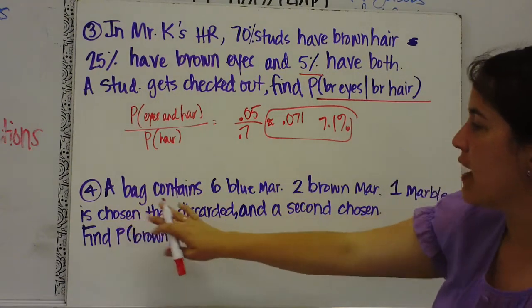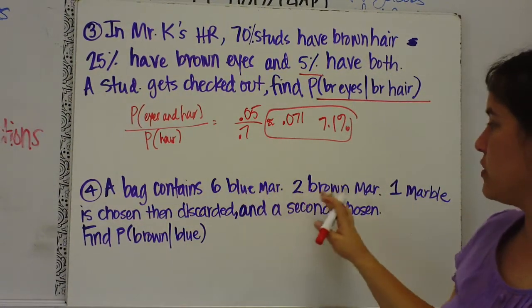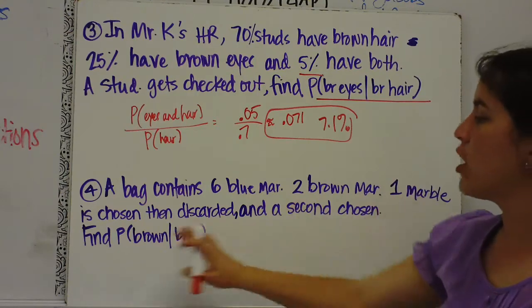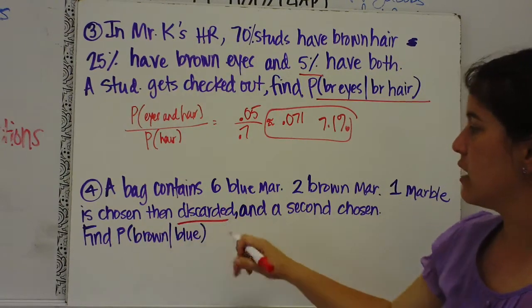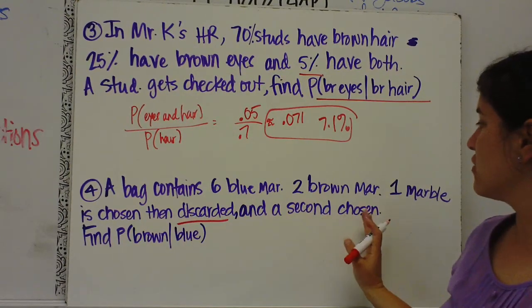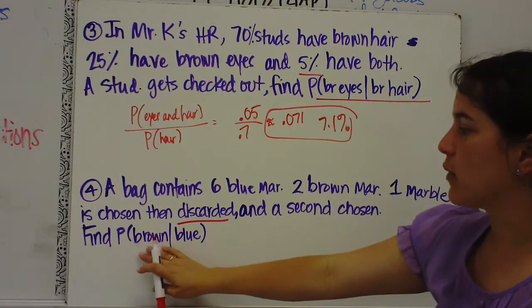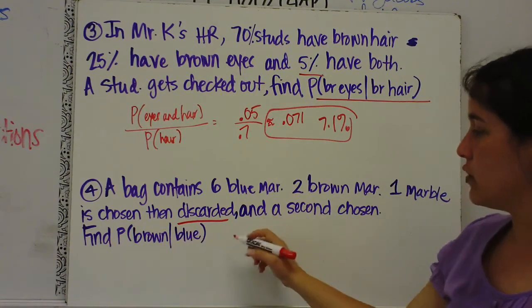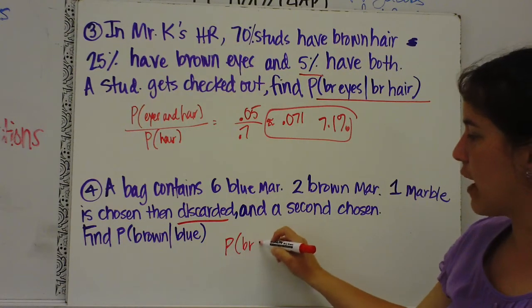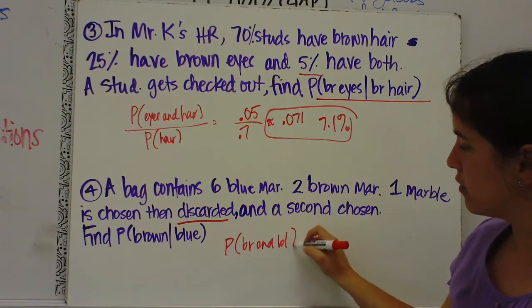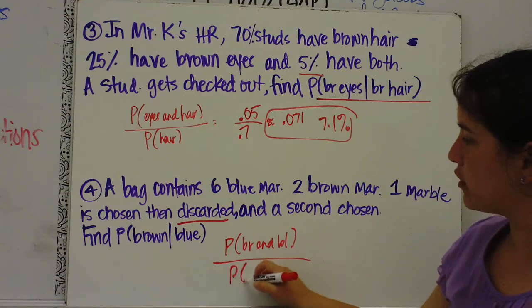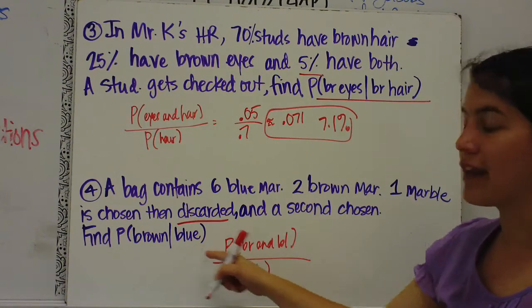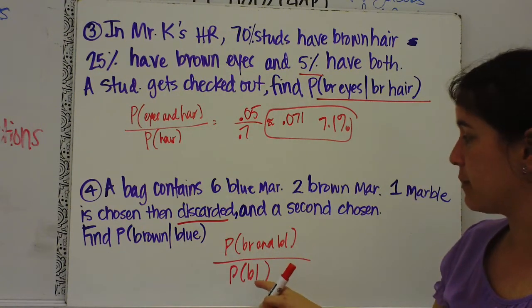Oh, number 4. A bag contains 6 blue marbles and 2 brown marbles. 1 marble is chosen, then discarded, and a second chosen. Find the probability of brown given blue. Brown given blue. So we need to find the probability of brown and blue divided by the probability of blue. Remember, the given is what goes in your denominator.